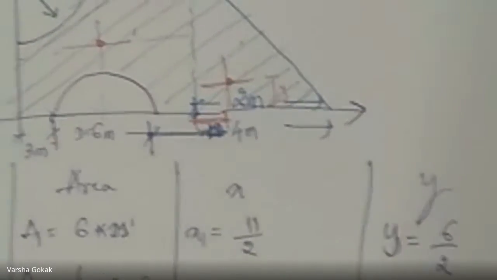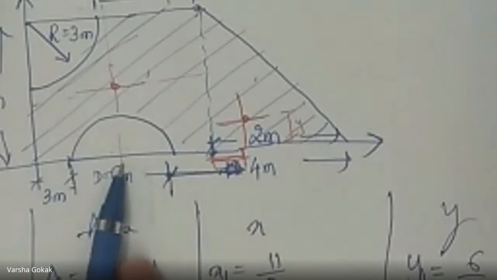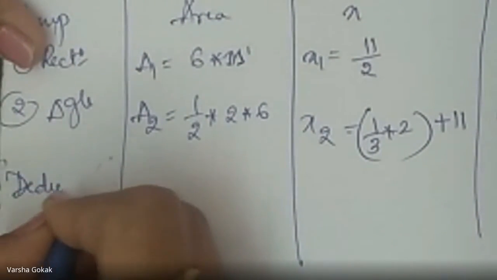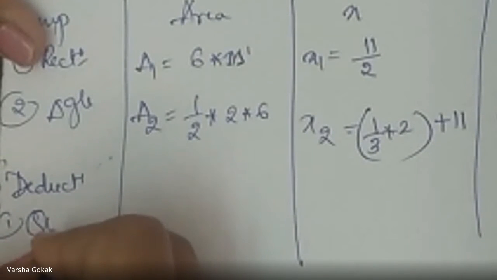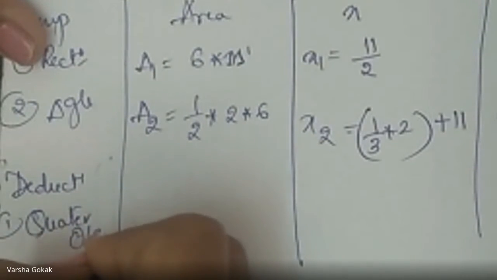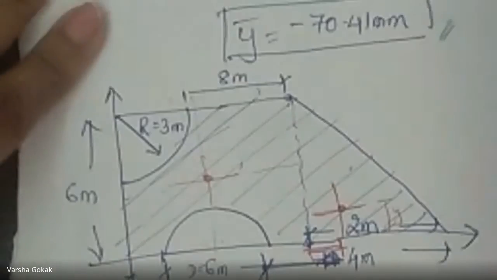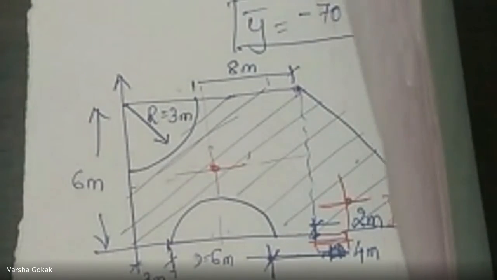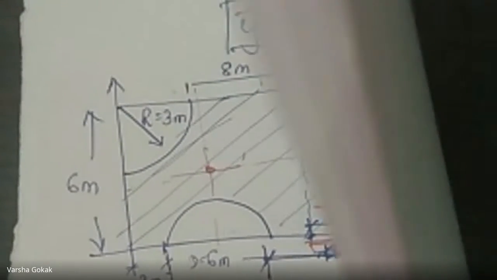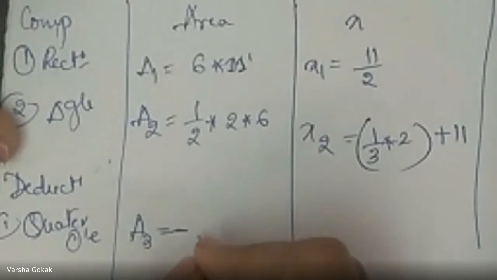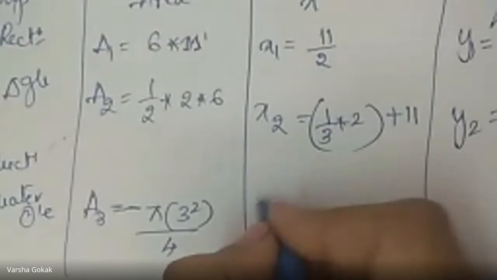Now, in this, we have to deduct for a quarter circle and for a semicircle. So next in the component, I'll write it as deduction. First one, quarter circle. Okay, so A3 will go with a minus sign because it is deduction. What is the area of a quarter circle? Pi r square divided by 4. Pi r square by 4, r being 3. So A3 becomes pi r square by 4, correct?